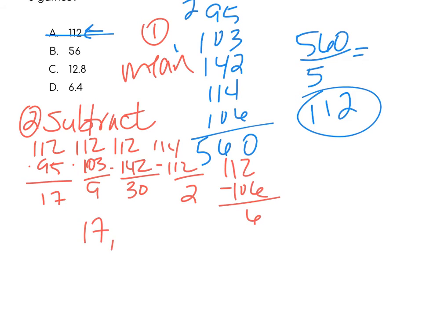So now I'm going to take these numbers that I got from the subtraction, and I'm going to find the mean. So I'm going to do 17 plus 9 plus 30 plus 2 plus 6. I'm going to add that together.